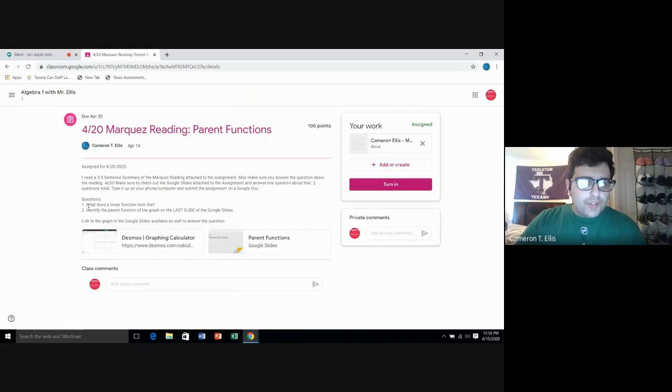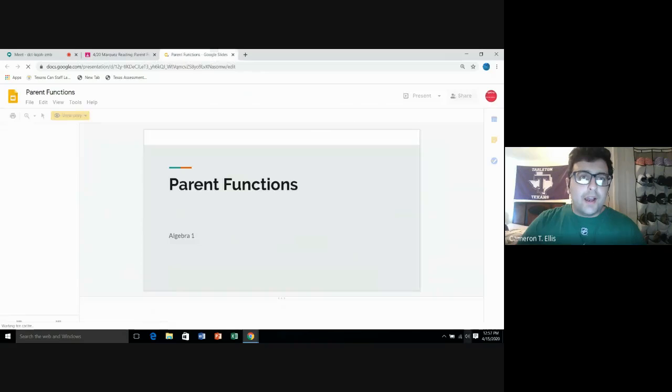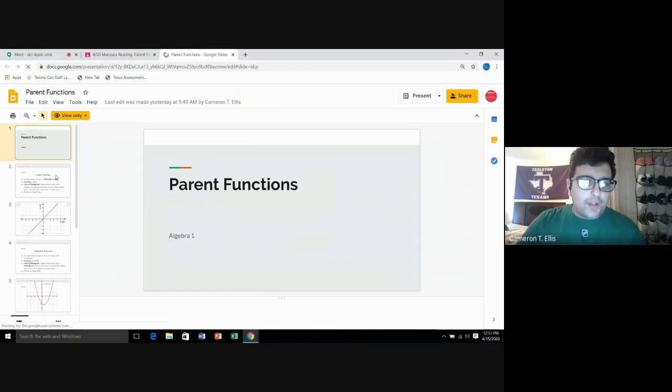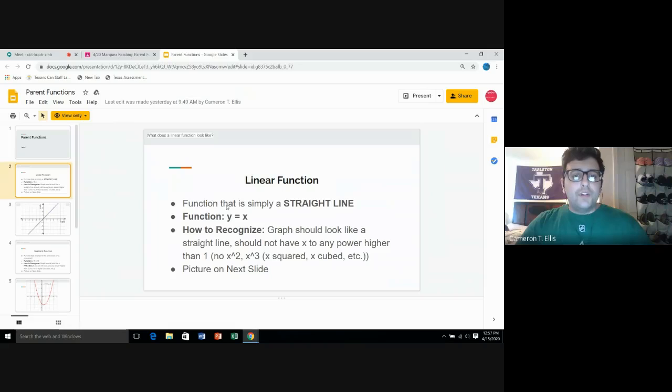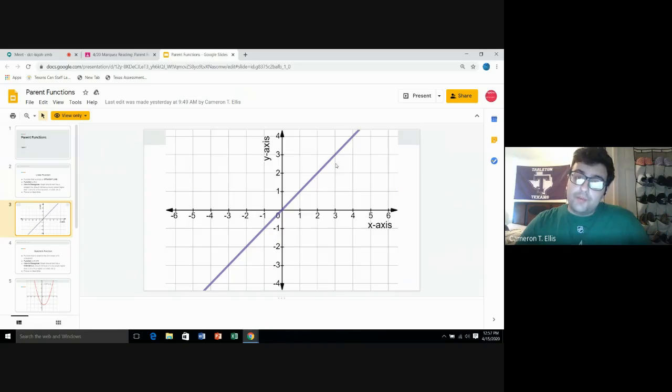But questions, what does a linear function look like? Okay, and so how would you answer that question, right? So you're going to go to the slides, because I got a picture of a linear function. Actually, I got slide 2 right here. A function that is simply a straight line. Okay, so what would it look like? Maybe it would look like this, and this is a picture. So what does that picture look like?